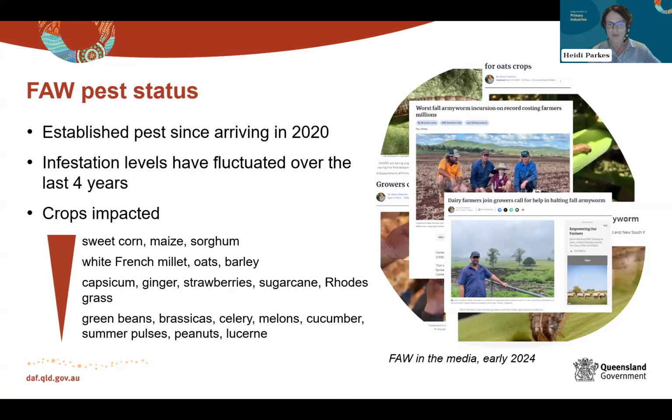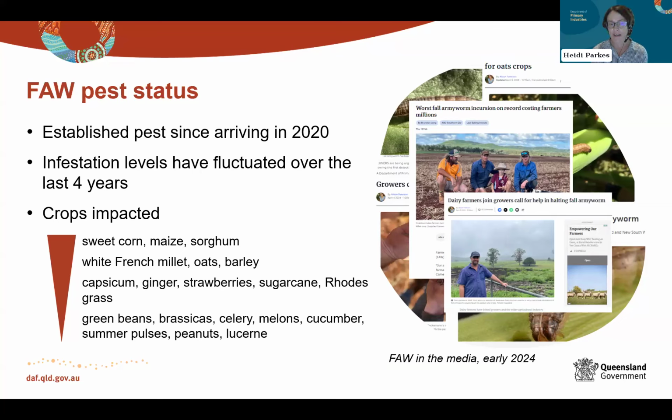So a brief update on fall armyworm in Australia. Fall armyworm has been an established pest since it arrived in 2020. Infestation levels have fluctuated over 4 years. There were major crop losses early on, particularly in sweet corn and maize, and largely because growers were uncertain about how to manage this new pest and were caught somewhat off guard.